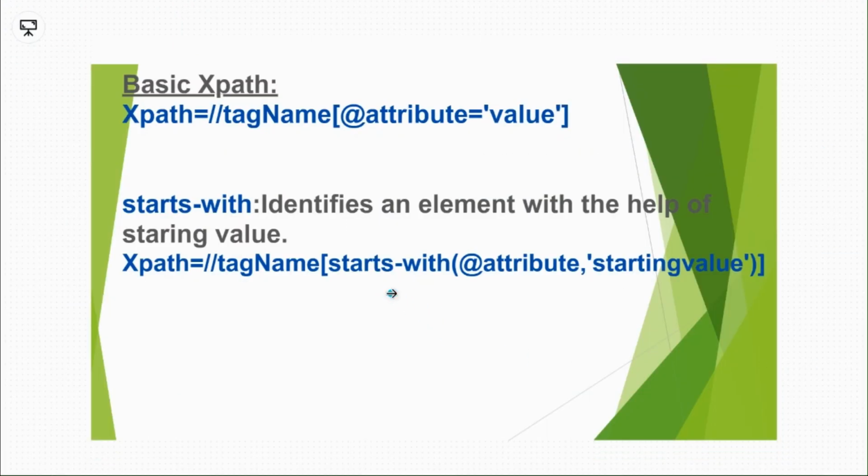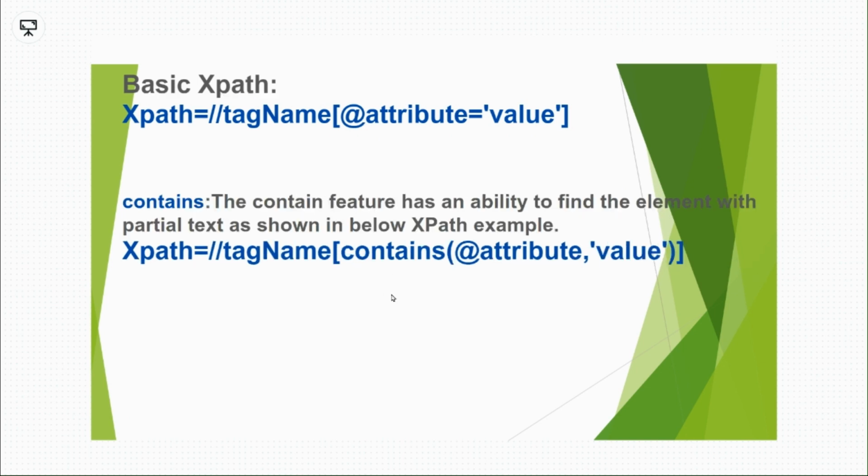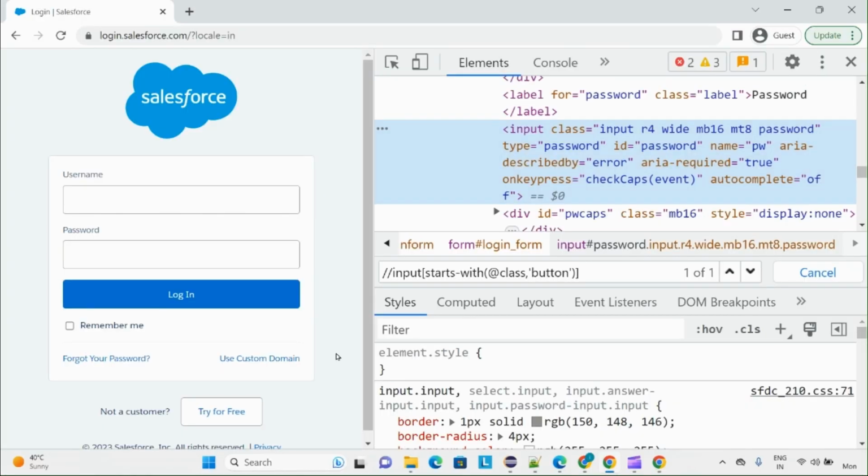Now let's discuss the another function, which is contains. So contains function has an ability to find an element with the partial text. And what is the format for the contains? We have double slash and tag name, and then contains. This is a method name, so we have to mention our method name in the starting. Contains, and then we have square bracket, at attribute, comma, value, whatever value you are looking for in that. Let's understand how to use it in practical with the help of same application.